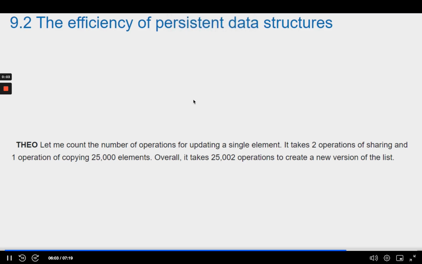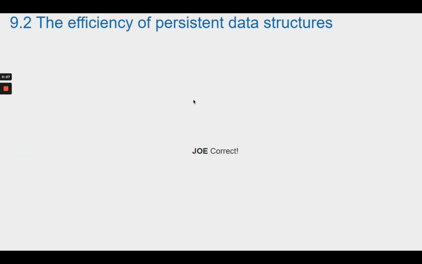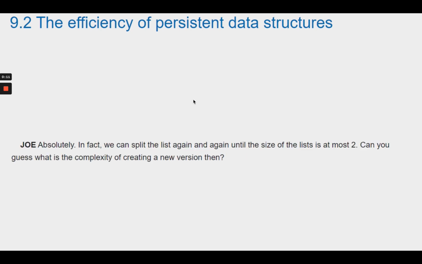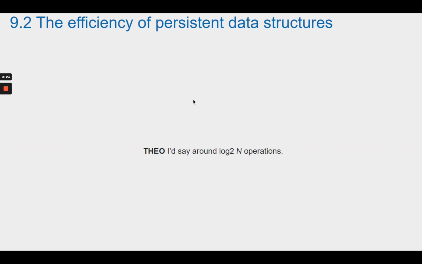25,002 operations to create a new version of the list. Joe: Correct. Theo, let's split the list again then. Absolutely. In fact, we can split the list again and again until the size of the list is at most 2. Can you guess what is the complexity of creating a new version then?